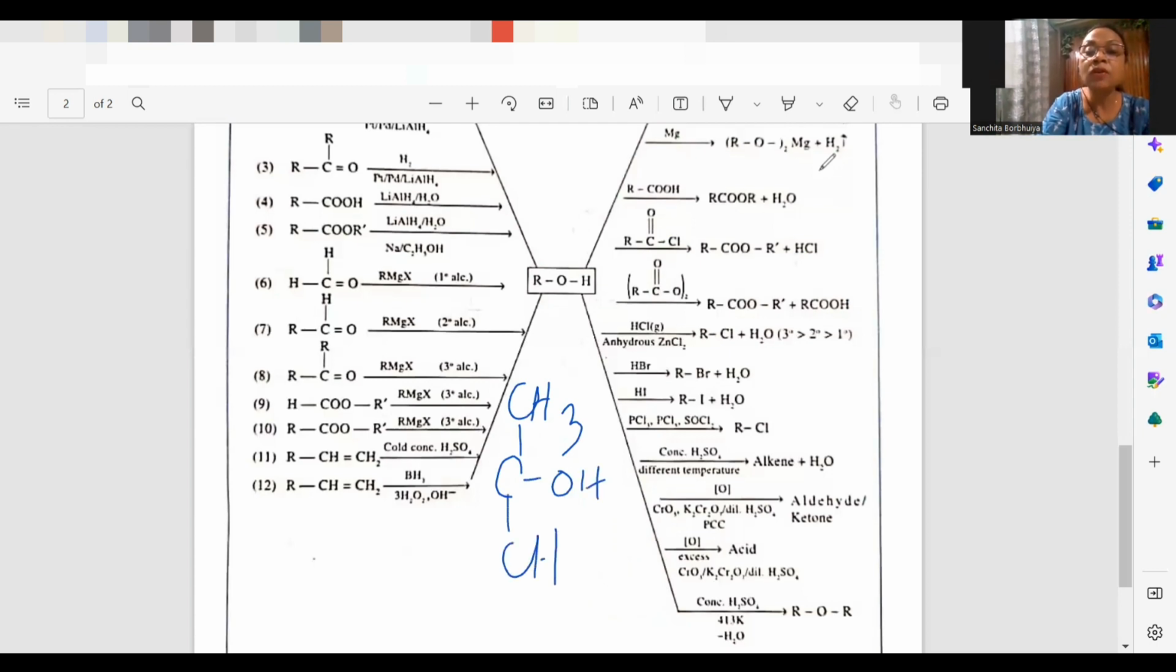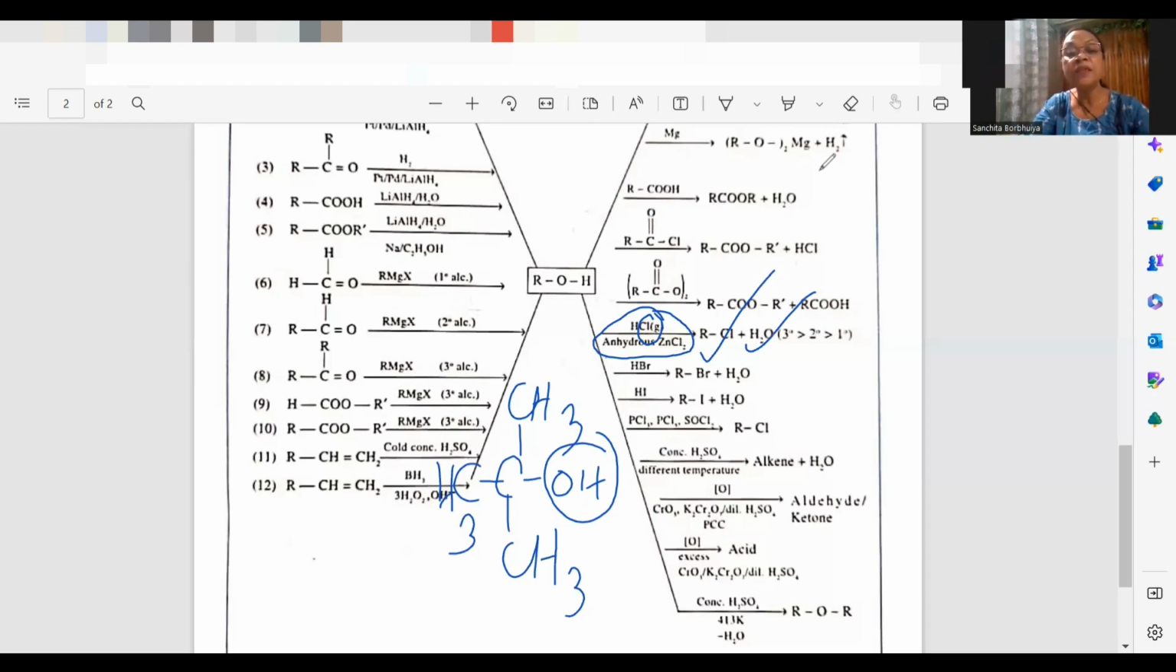If you take a tertiary alcohol, the 3-degree alcohol, and you react it with anhydrous zinc chloride in presence of HCl, the Cl will substitute the OH and you will get the alkyl halide, giving you the side product as water. So if you speak about the reactivity of the alcohol, it would be the 3-degree alcohol, which is more reactive because of the formation of the carbocation, 3-degree carbocation, which is very stable. 3 degree greater than 2 degree greater than 1 degree.